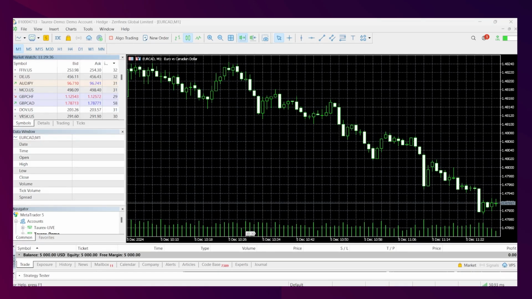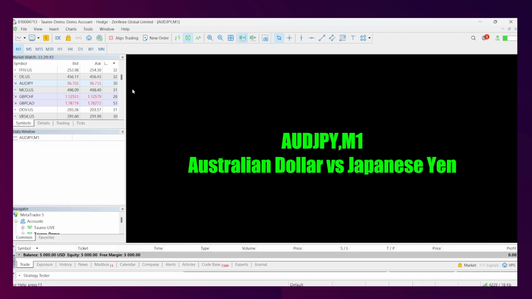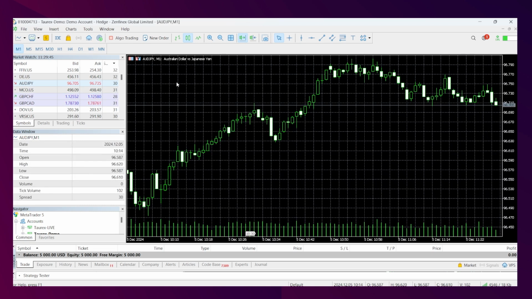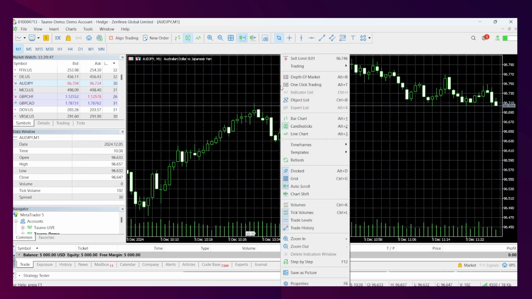How to place an order on MT5. Again, this is really, really simple. What you want to do is head over to the MT5 platform. You want to drag over the market you want to trade. Let's say, for example, I want to trade the Australian dollar versus the Japanese yen.